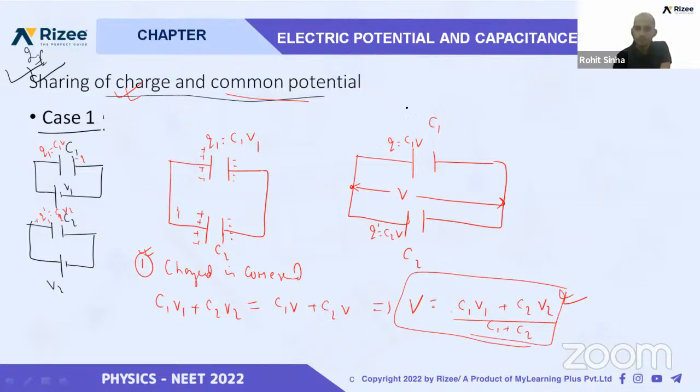After knowing this common potential, you can get Q: Q is equal to C1 into V, after getting V from here. And Q dash is equal to C2 into V, and we will get our answer.